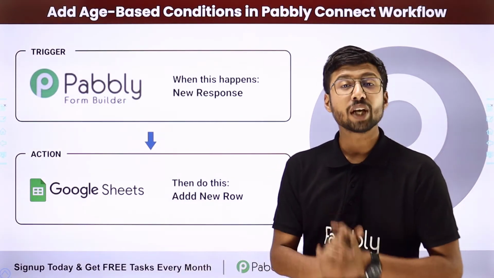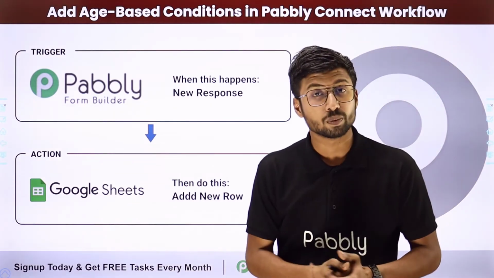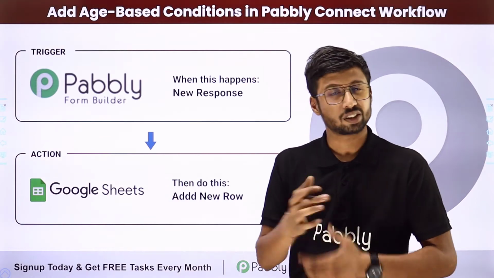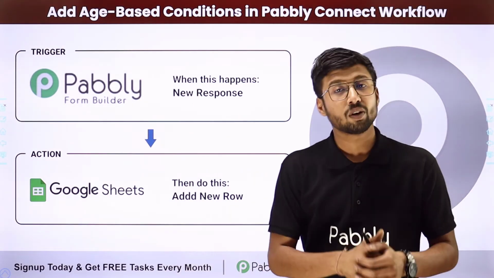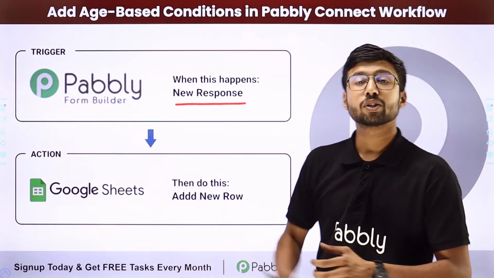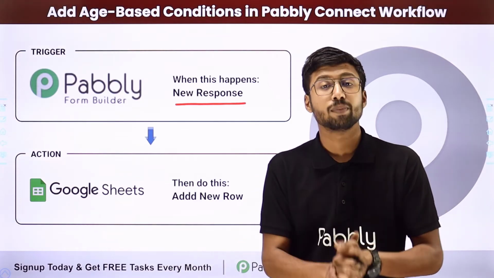So in this video, we are going to learn how to add age-based condition in Pabbly Connect workflow. Now suppose, guys, you are getting some data of a user from some trigger application. Let's take an example of Pabbly Form Builder. You have created an online form and using this form submission in form response, you are getting the date of birth of the user. They are entering their date of birth and submitting the form.